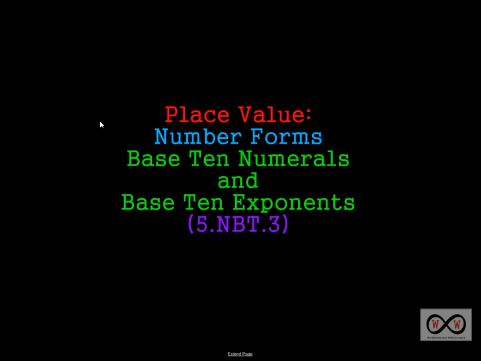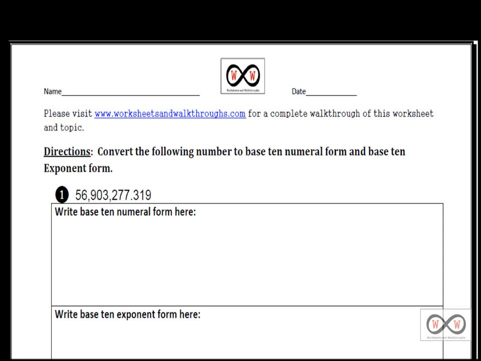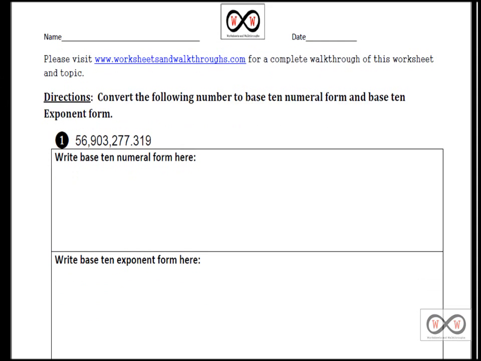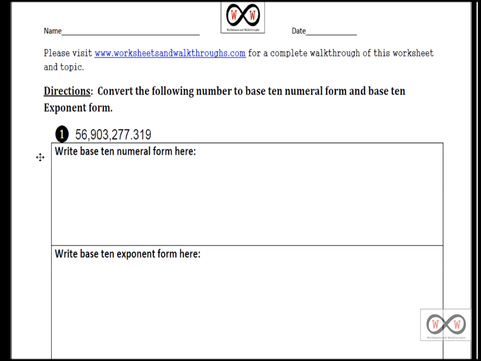In this lesson, we are going to continue our study of place value, and we'll look at more number forms, and more specifically, base 10 numerals and base 10 exponents. And this is standard 5.NBT.3. We're going to be looking at this worksheet. You can go to worksheetsandwalkthroughs.com to print out a copy if you'd like and follow along. The directions are: convert the following number to base 10 numeral form and base 10 exponent form.